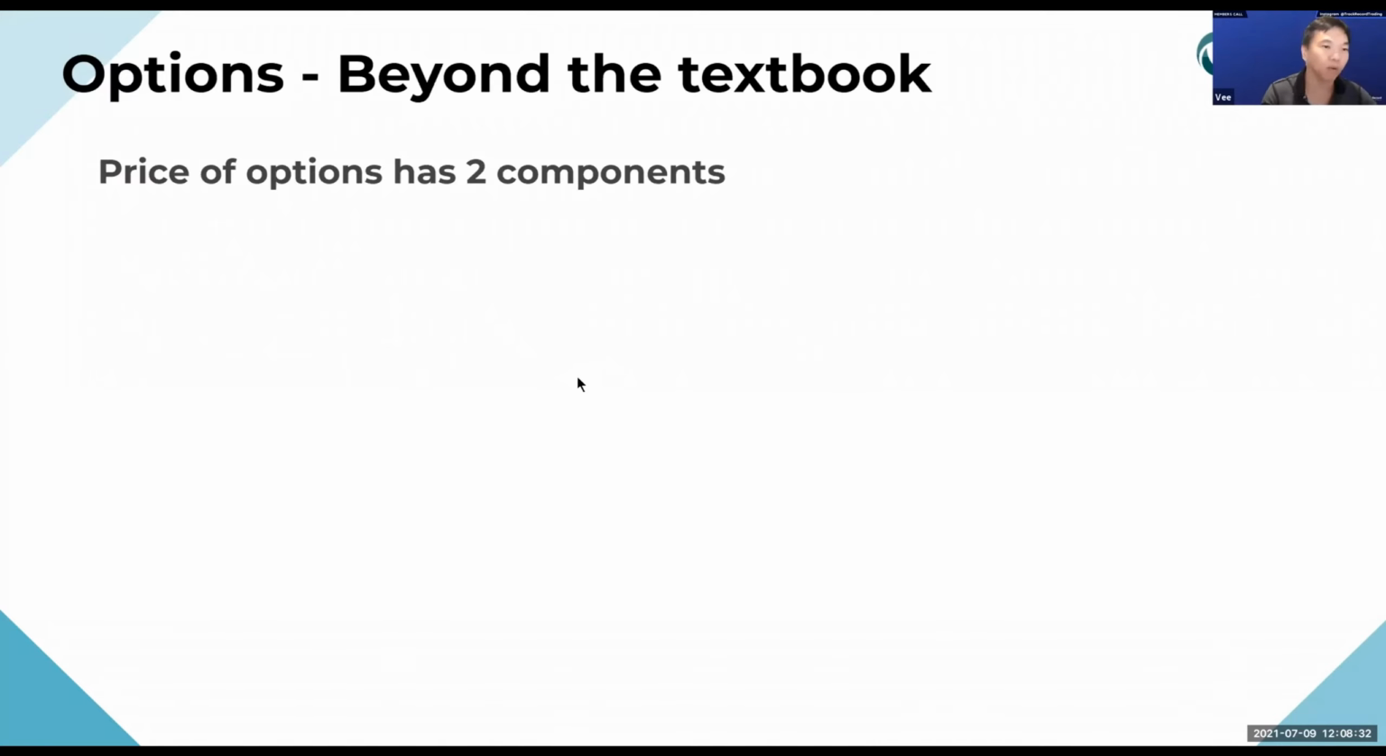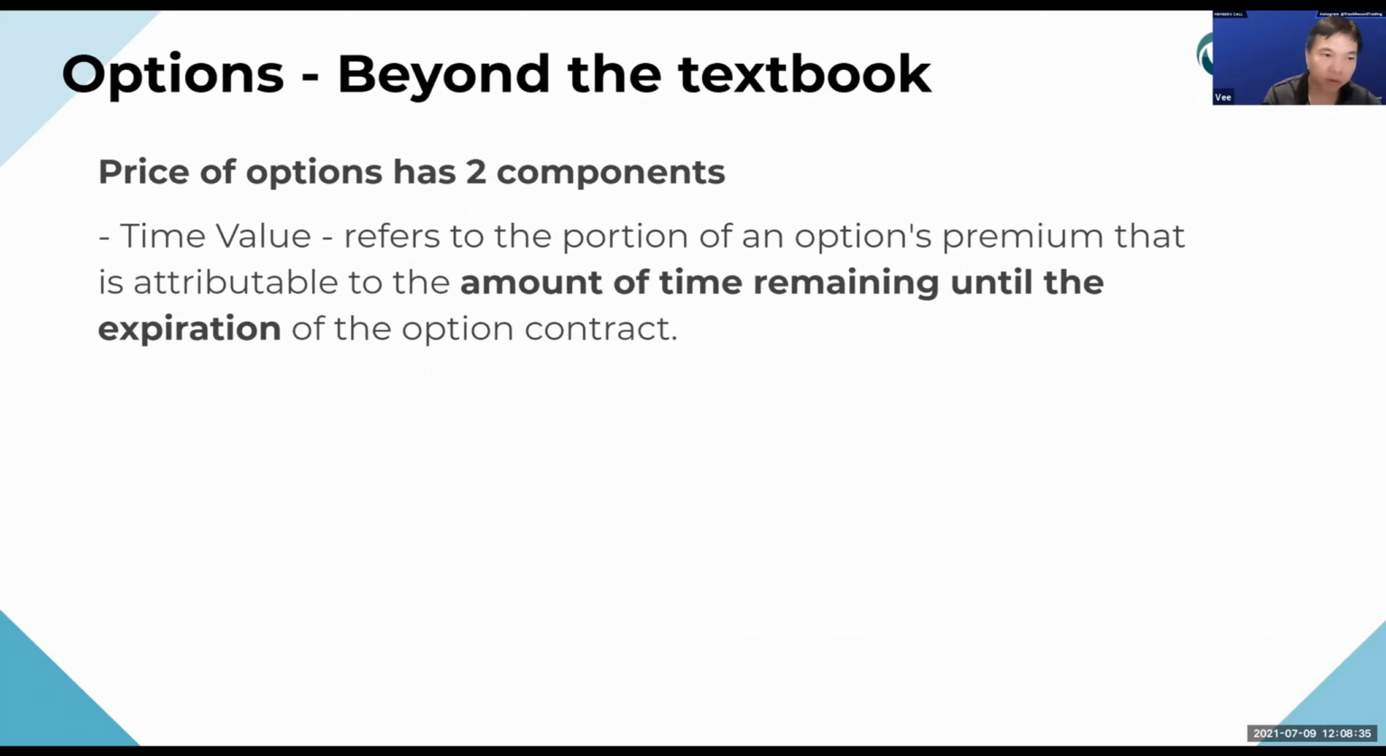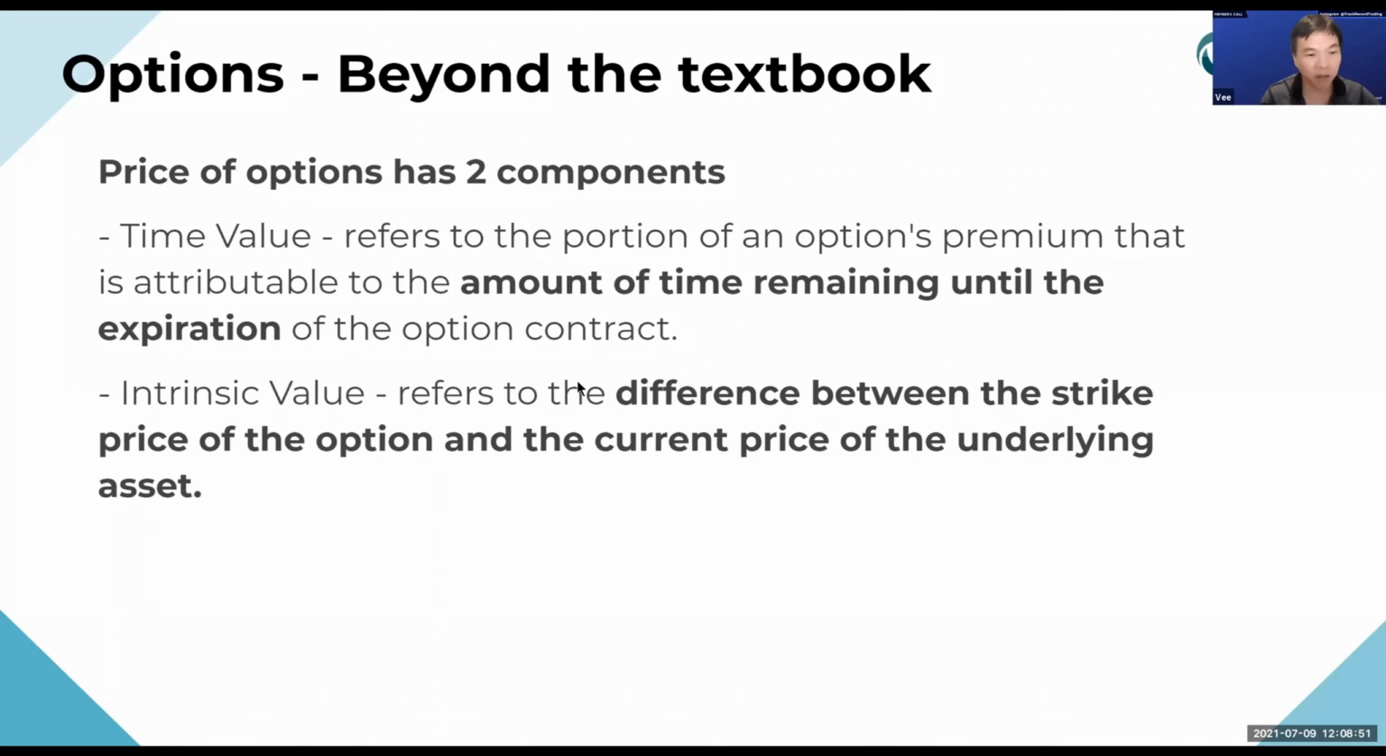Price of options has two components. Okay, so time value. The textbook definition is this long sentence, whatever, right? But it essentially measures the value of the option according to the amount of time remaining until the expiration of the option. Okay, then the other part of the value is intrinsic value. It is derived from the difference between the strike price of the option and the current price of the underlying. Of course, again, it depends on whether it's call or put, right? If there's intrinsic value or not.